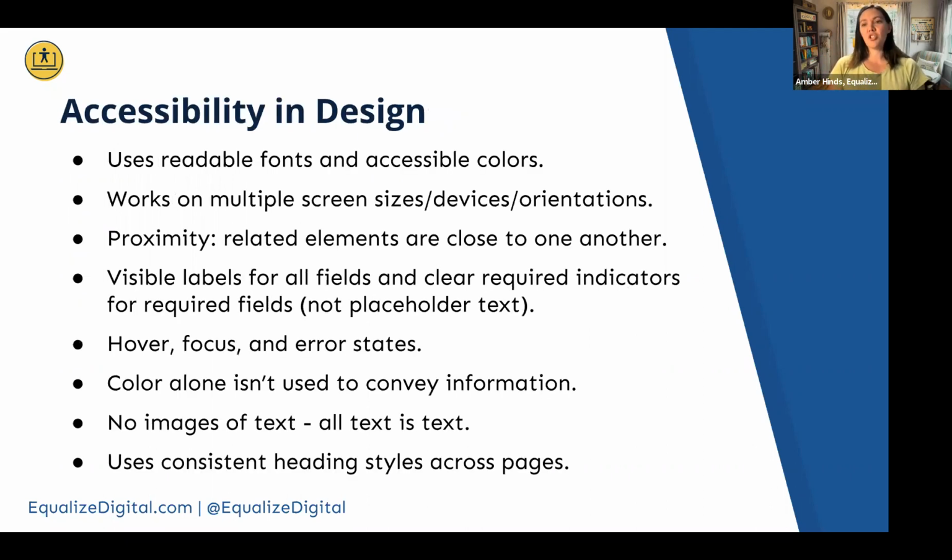So I'm going to start by explaining some of the accessibility in design and the things that we might look for that relate to the design. I have on this slide a list of items. I'm just going to sort of read through them. And I'm going to do that for design, code and content, just so you have some background information. And then we'll actually go into the live test and talk about what this means on an actual website.